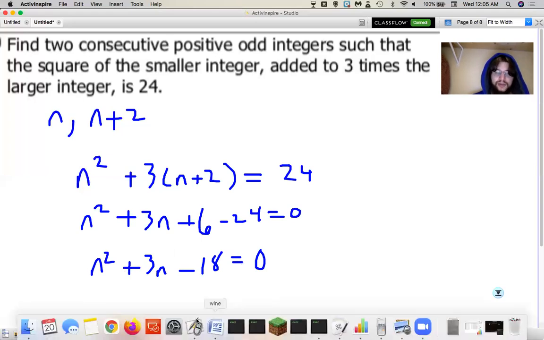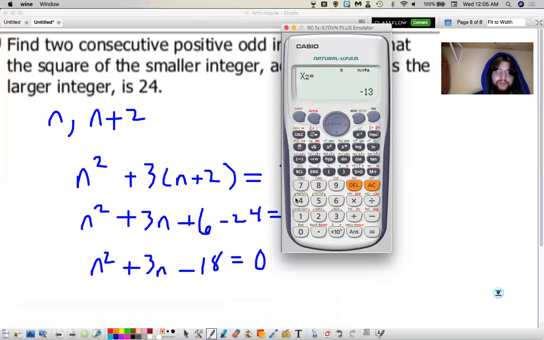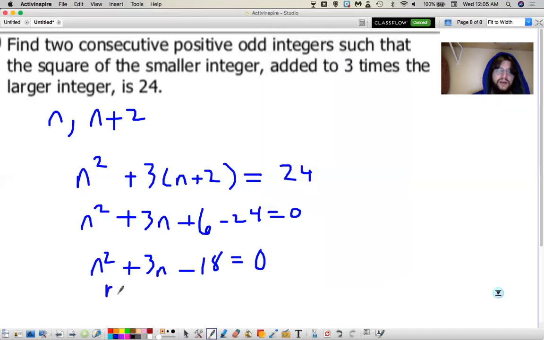Mode 5, 3, 1, 3, negative 18. But yeah, this seems really easy to factor. 3 and negative 6. So n is 3, or is it negative 6? Positive, and it's negative 6. Ain't working.